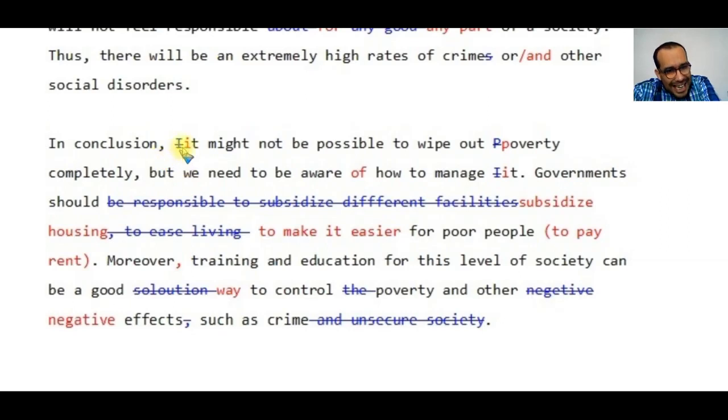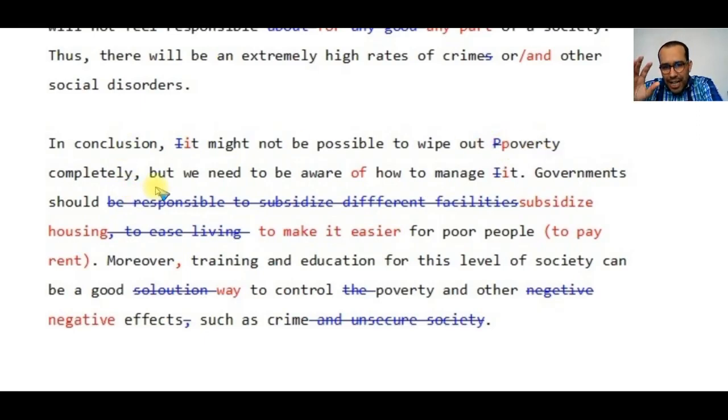In conclusion, again, as I said earlier, this student appears to have some real issues with punctuation. You need to be respectful of punctuation. You need to be mindful of how you go about using the different capitalizations and punctuations necessary to make your ideas clearly stated and articulated, and therefore here this "I" should be lowercase instead of capitalized. So, "it might not be possible to wipe out," again, same thing here, "poverty completely."